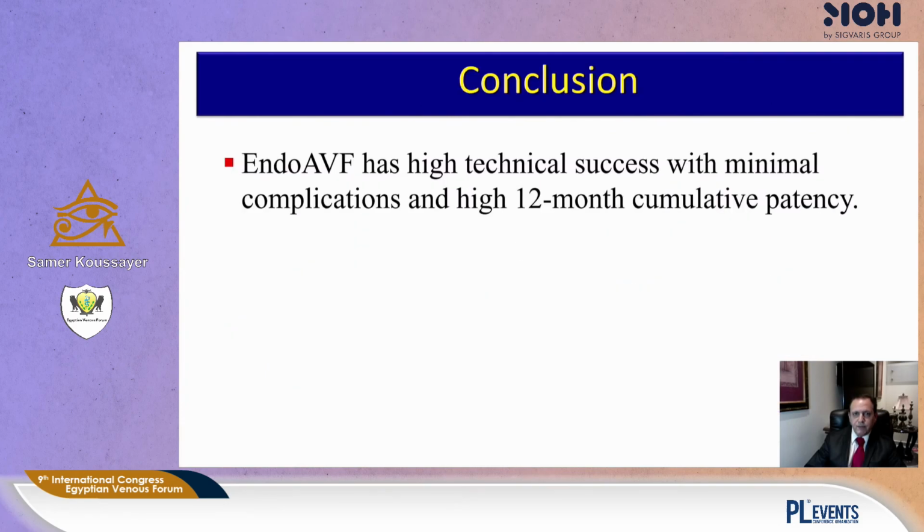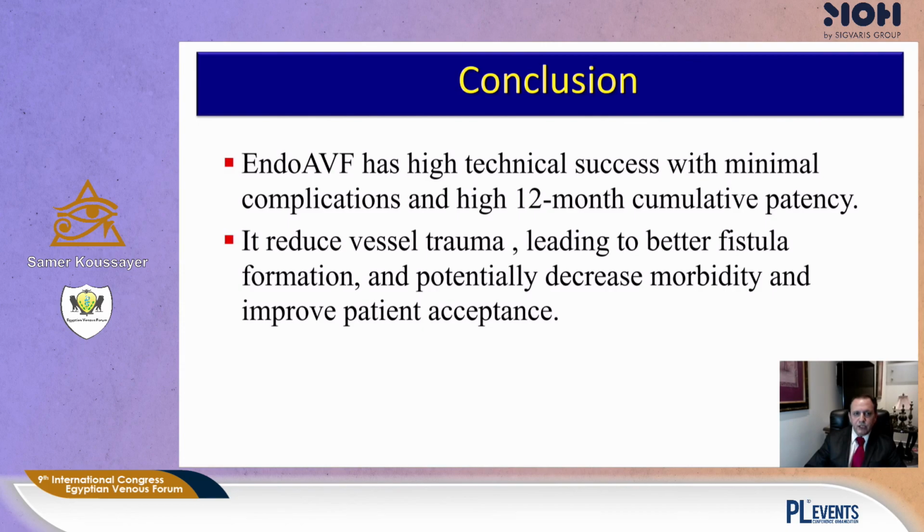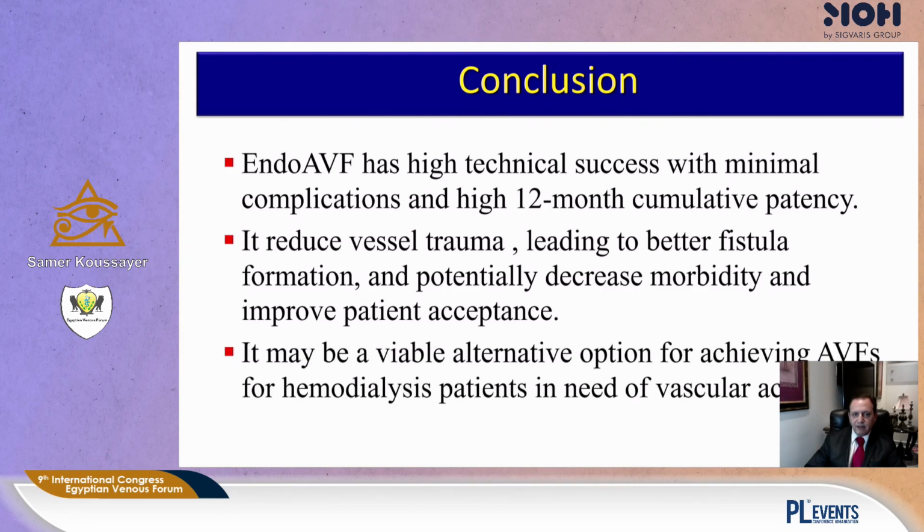So in conclusion, endovascular AV fistula has higher technical success with minimal complications and high 12-month cumulative patency. It reduces vessel trauma, leading to better fistula formation and potentially decreased morbidity and improved patient acceptance. And it may be a valuable alternative option for achieving AV fistula for hemodialysis patients in need of vascular access. Thank you very much.